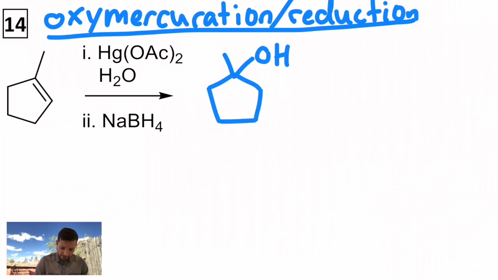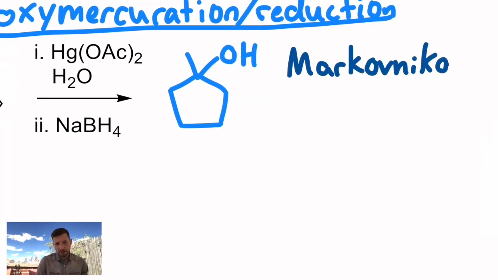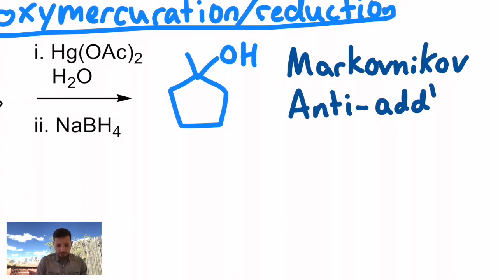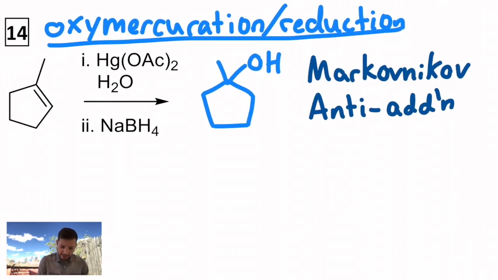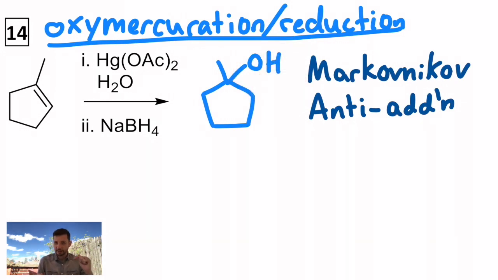It is Markovnikov, so we get that regiochemical aspect of it, but it also occurs with anti-addition. Now I can't tell in this example, but you'll see in the mechanism why the new OH and the new H are actually added to opposite faces of this ring. Again, I can't tell in this example, but if we had an example that was differently substituted in the beginning, you would be able to see it.